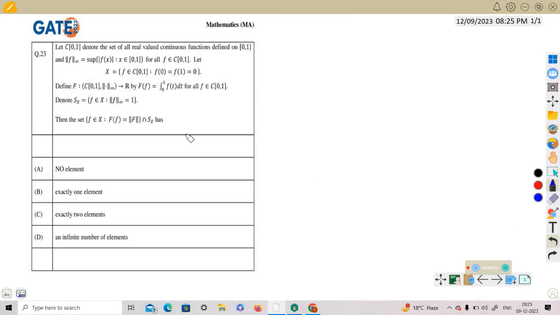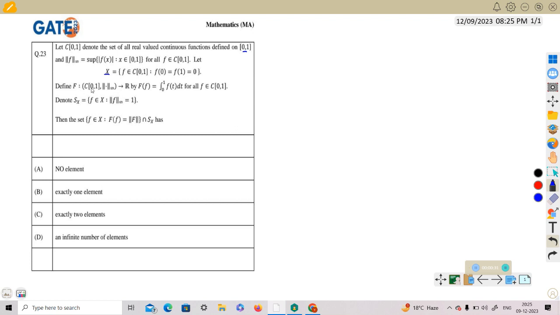This is a question from GATE 2023. Let C[0,1] denote the set of all real valued continuous functions defined on the closed interval [0,1]. And the infinity norm of f is the supremum of |f(x)|, x belongs to [0,1], for all f belonging to C[0,1]. This is the famous supremum norm, and we define the set X as those f belonging to C[0,1] such that f(0) is equal to f(1) is equal to 0.